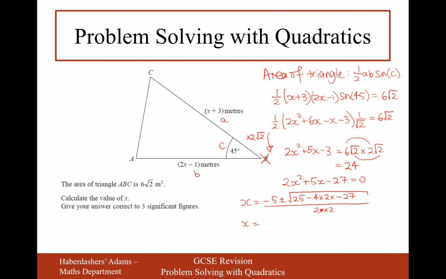So you can't see it, but I'm now typing this away into the calculator. Fraction button, 5 plus root, no, root, not square. Ooh, it's all gone wrong. So it's minus 5 plus root 25 minus 4 times 2 times minus 27 over 4 equals, and the first solution is going to be 2.63, and the second solution is going to be minus 5.13.